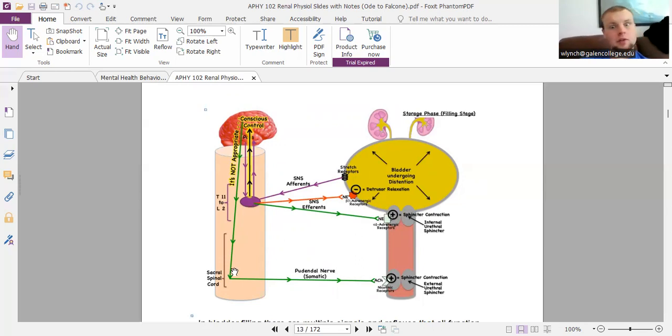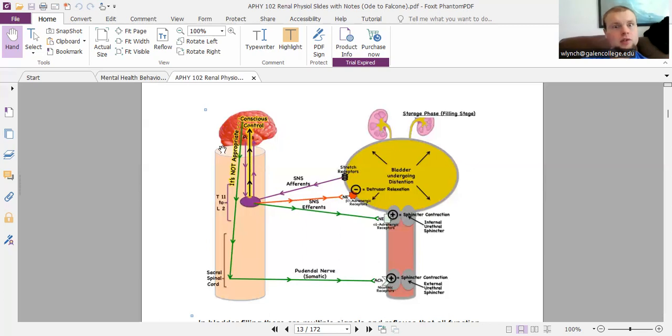The pudendal nerve is going to be going to our external urethral sphincter. And as I mentioned previously, the pudendal nerve is going to allow for somatic or voluntary control. So since it is voluntarily controlled, we have acetylcholine as the neurotransmitter here. And that is going to attach to nicotinic receptors.